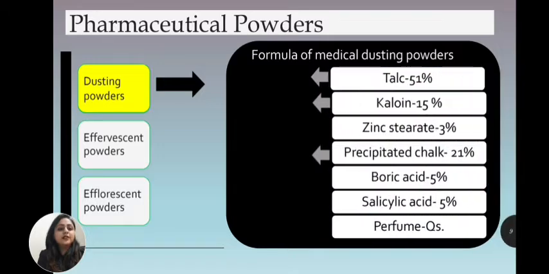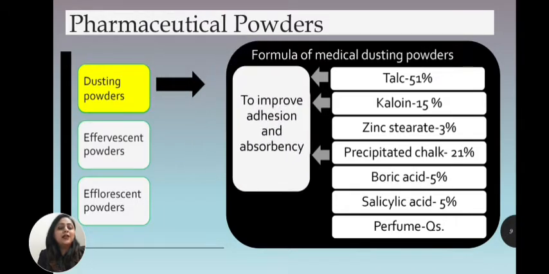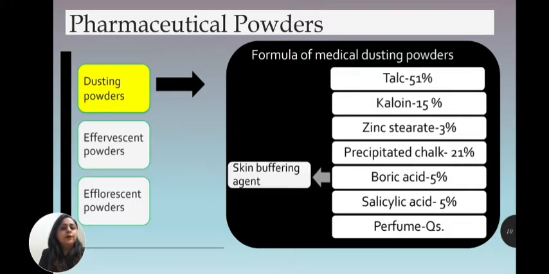The formula for the dusting powder includes talc, kaolin, zinc stearate, precipitated chalk, boric acid and salicylic acid. The role of talc, kaolin and zinc stearate is to improve adhesion and absorbency, and talc has an additional role of good slip properties with good adhesion power. Next is boric acid, which acts as a buffering agent and also as an active pharmaceutical ingredient. And salicylic acid is an antibacterial agent.